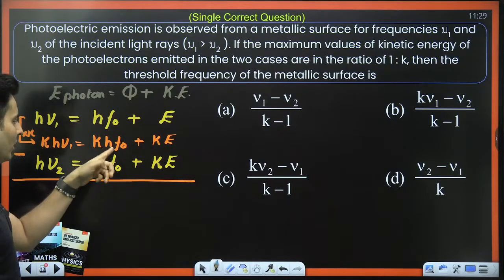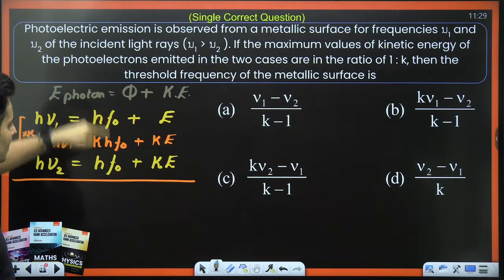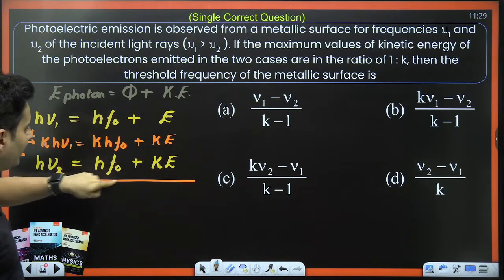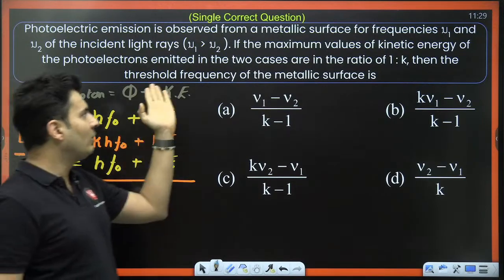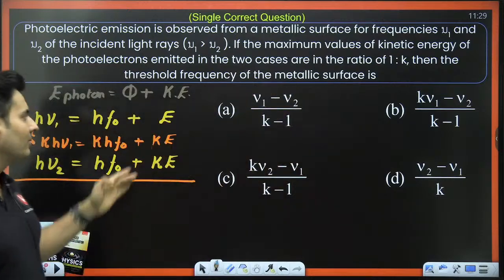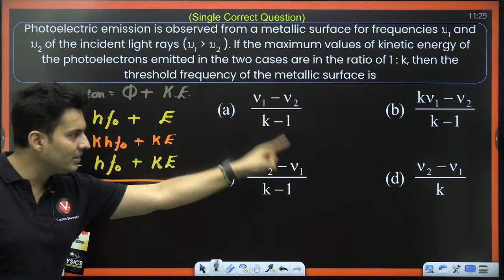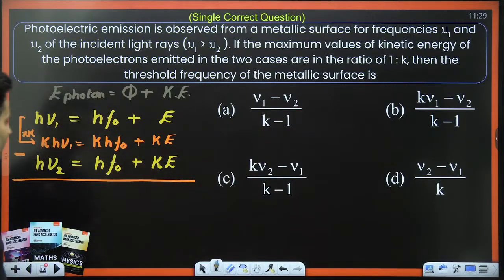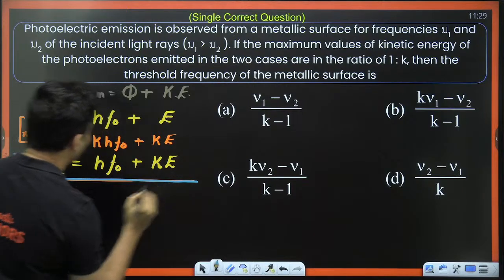Okay, I want f0, so I cannot get rid of f0. A lot of you would have thought, sir, let's subtract these two because hf0 will get cancelled. My dear friend, I don't want to cancel f0 because I want to find f0. So that's the reason why I multiplied by K, to remove the E term, because it is not there in any of the options. Now let's subtract these two and see what we get.